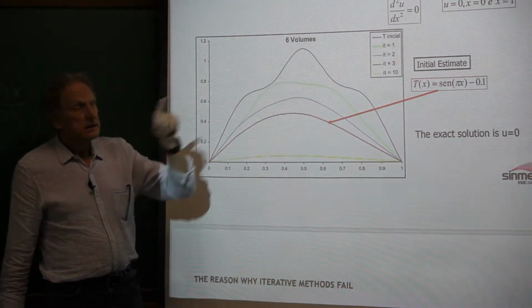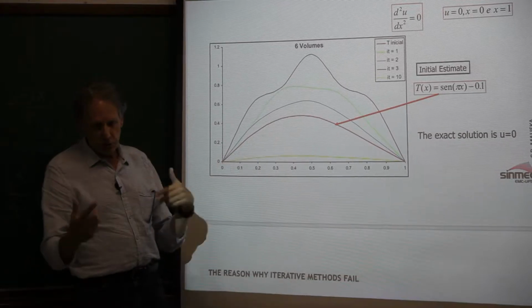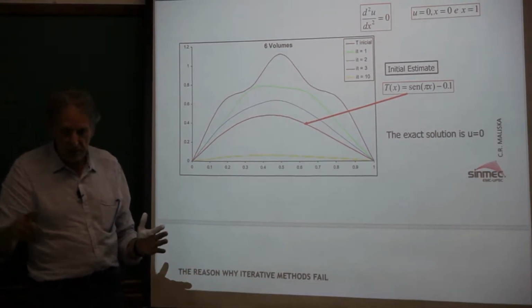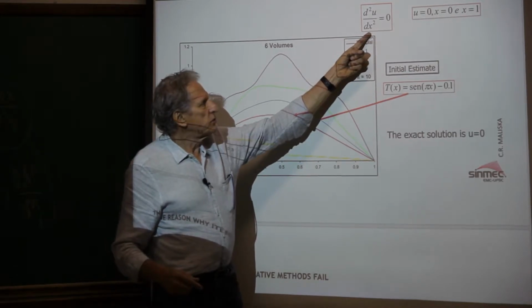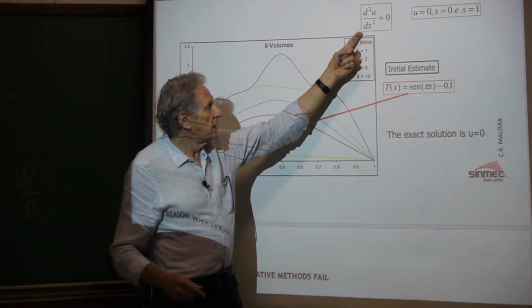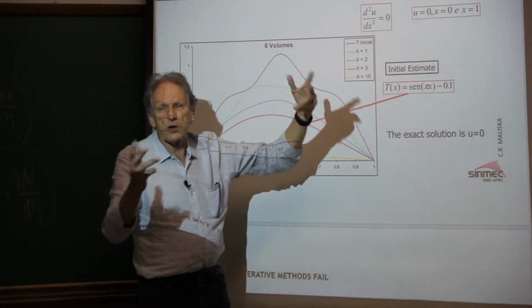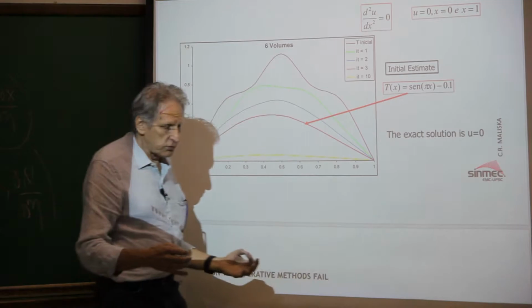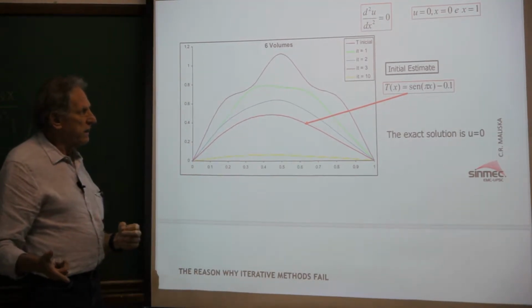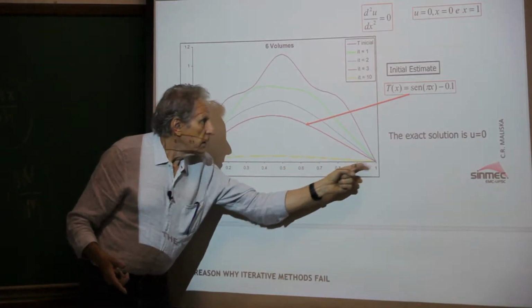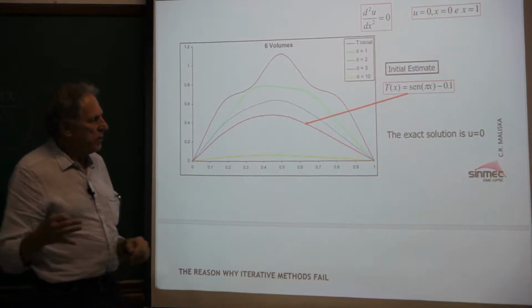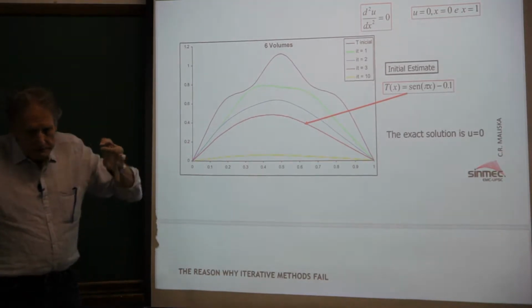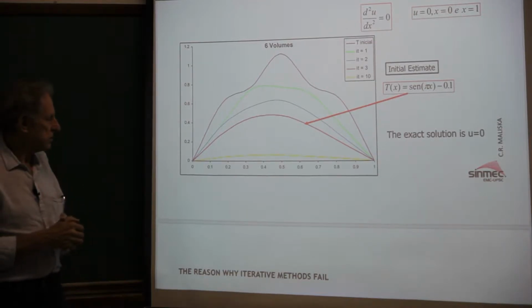Let's say you have this equation to be solved. This is the best way to show the importance of having the size of the grid of the same order as the error. If you want to solve this equation, d2u/dx2, so let's say this is the heat conduction equation without source terms, 1D, with u equal to zero in x equal to zero, and in x equal to one. So the exact solution is u equal to zero, of course.